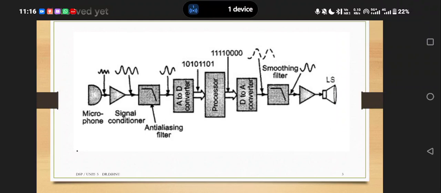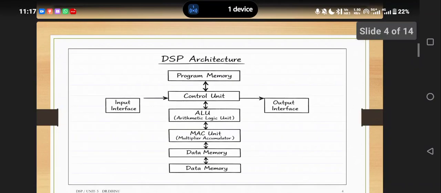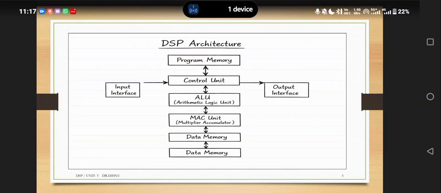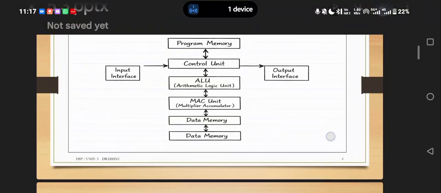This diagram shows the components which are used for analog to digital as well as digital to analog conversion. These are the major components in DSP processes. The simplified DSP architecture consists of input interface and output interface with the program memory, control unit, arithmetic and logical unit, multiplier accumulator unit, data memory, as well as program memory.